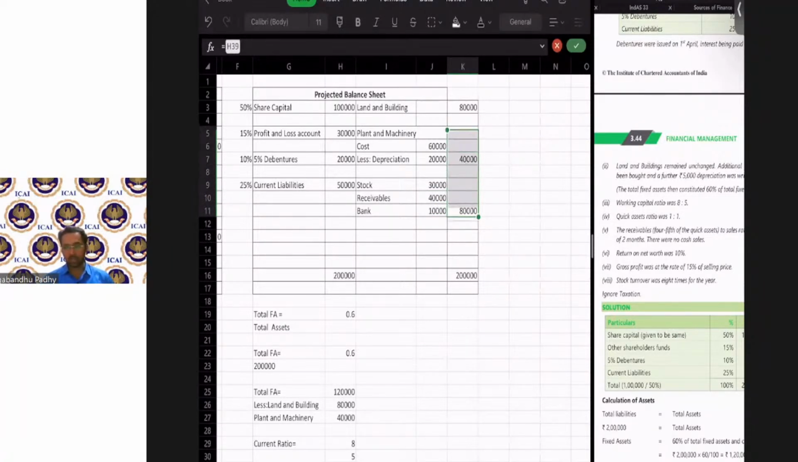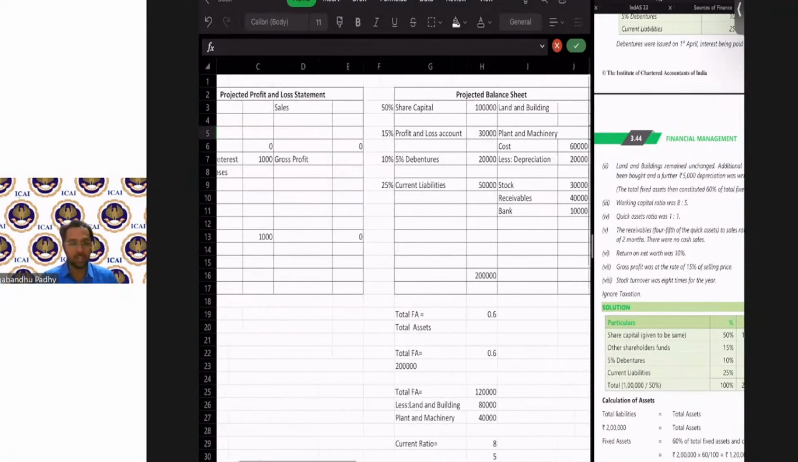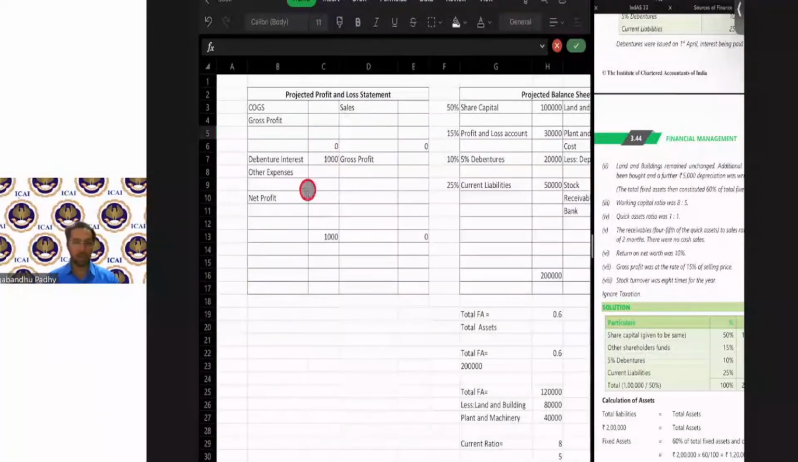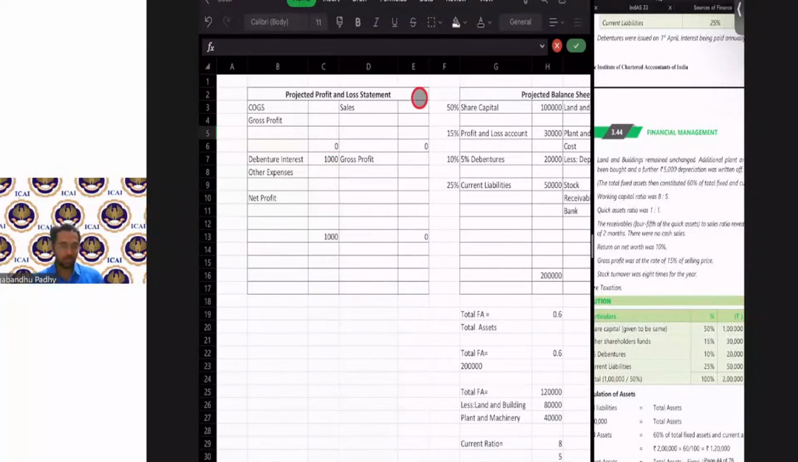And this should basically tally. The total 8 plus 8 plus 4, that's balance sheet getting tallied. Remember, we still have this profit and loss statement to be filled up. Now, profit and loss statement, we have to begin with sales.